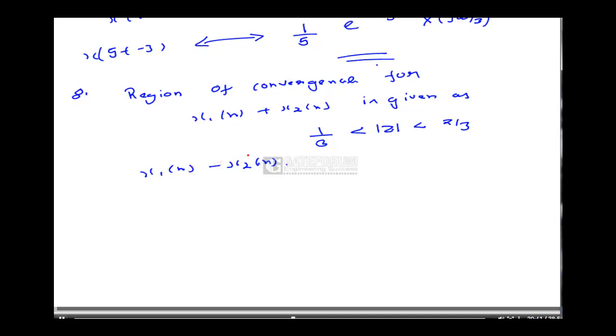It is very simple. Region of convergence will not change. It remains the same as 1 by 3 less than mod z less than 2 by 3. No change in region of convergence. Region of convergence will remain the same until and unless there is a pole zero cancellation, but that is not mentioned here. So that's why there will be no change in region of convergence. It will remain the same.